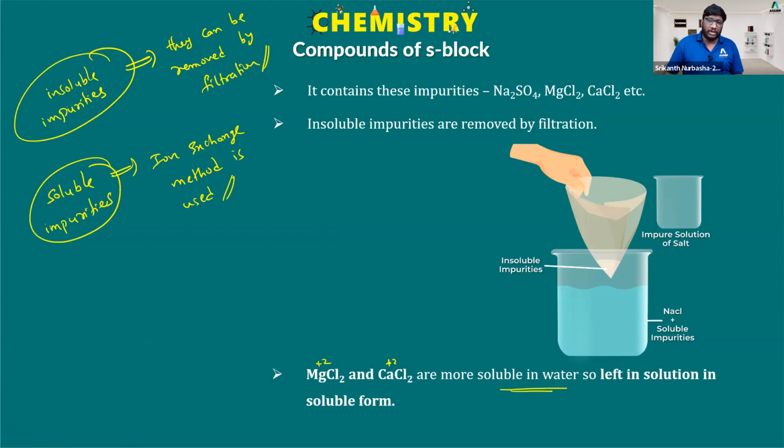If we try to remove them, only then will we get the pure NaCl. In the water itself, we have NaCl, MgCl2, CaCl2. The MgCl2 and CaCl2 we have to remove by different techniques like ion exchange methods and so on.